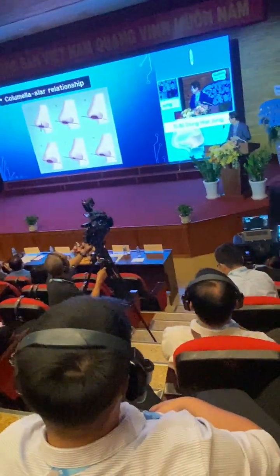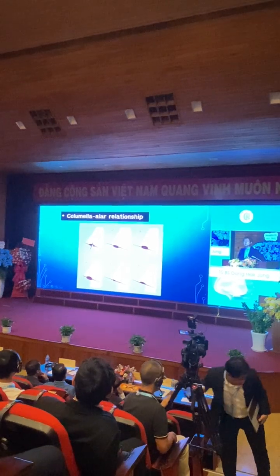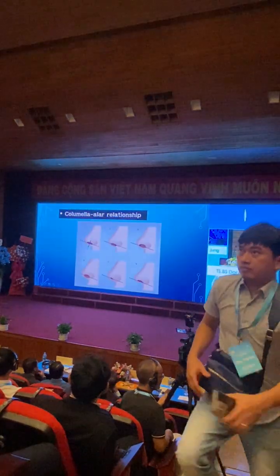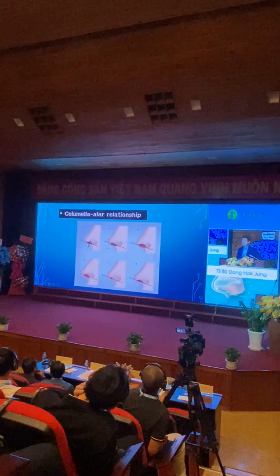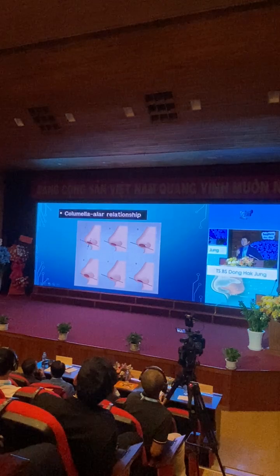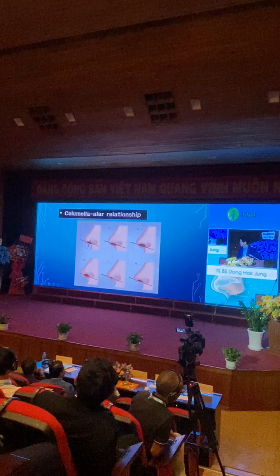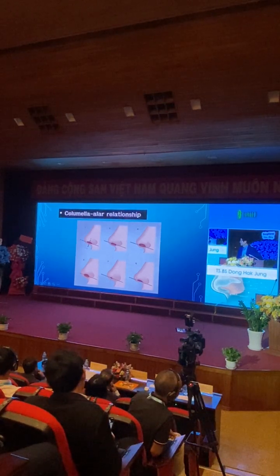To understand longer and shorter, you have to know the columella-ala relationship. From the nostril sill to the soft triangle, the line B. In the center, there are A and C. If it's the same, it's normal. But if C is longer, that's hanging columella. If A is longer, that's retracted ala. And then this is hanging ala, and then retracted columella.